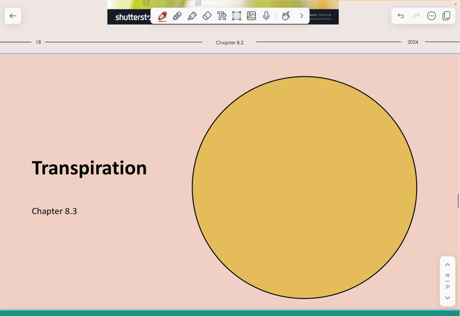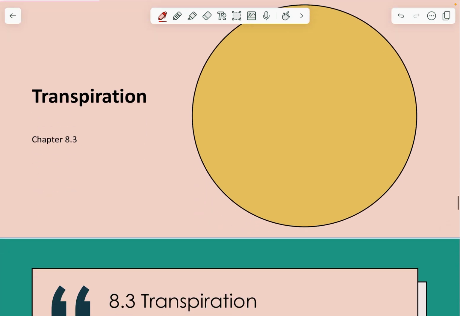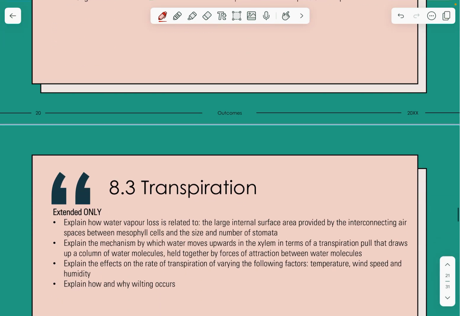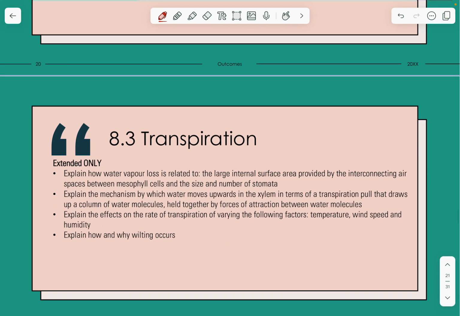Now we enter transpiration, which is chapter 8.3. So transpiration is basically a process, together with translocation later on, that we have to know, and then we basically need to know how water is evaporated from the leaves and what kind of conditions this may occur in. So they have a lot of this, and lastly we learn about wilting.